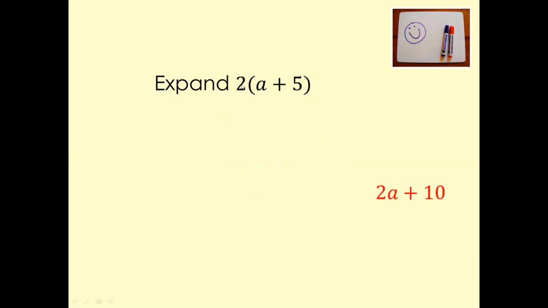Now, a few more examples here. In this case, it's going to be 2 times a, which is 2a, add 2 times 5, which is 10. So the answer is going to be 2a plus 10. In this example, it's going to be 3 times x, which is 3x, take away 3 times 5, and that's going to be 15. So the answer for this question is going to be 3x take away 15.